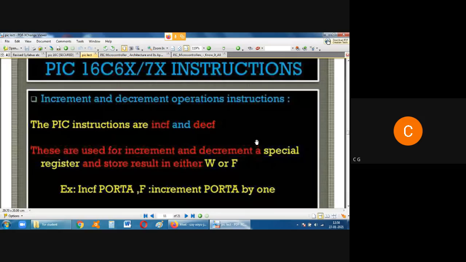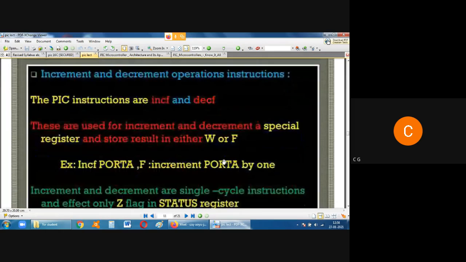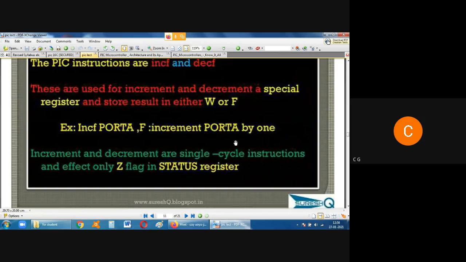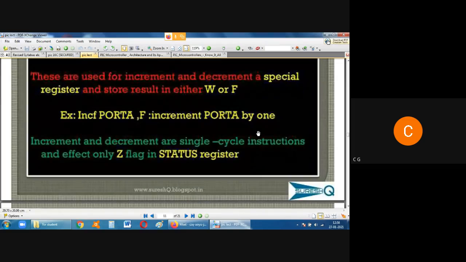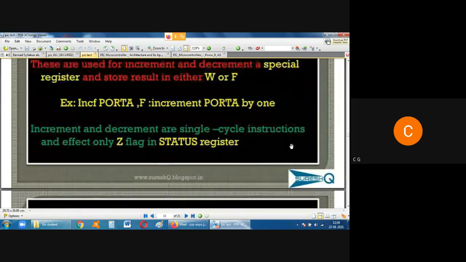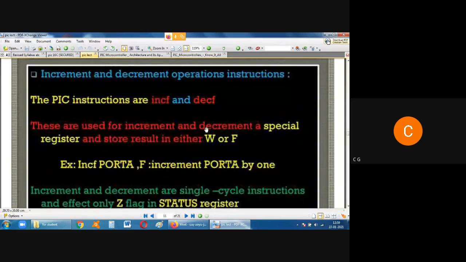Then this increment decrement is a kind of instruction set, or the idea about instructions. So you have instructions INCF and DECF, increment and decrement instructions, on a special register, and store the value in either W or F. Okay. So PORTA, F increment PORTA by 1. So there are 4 ports A, B, C, D we have seen. So this is related to the instructions regarding increment and decrement function.